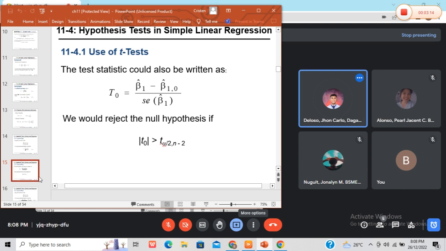The test statistic could also be written as t sub 0 is equal to beta hat sub 1 minus beta sub 1,0 divided by se of beta hat sub 1. We would reject the null hypothesis if our absolute value of t sub 0 is greater than t alpha over 2, n minus 2.